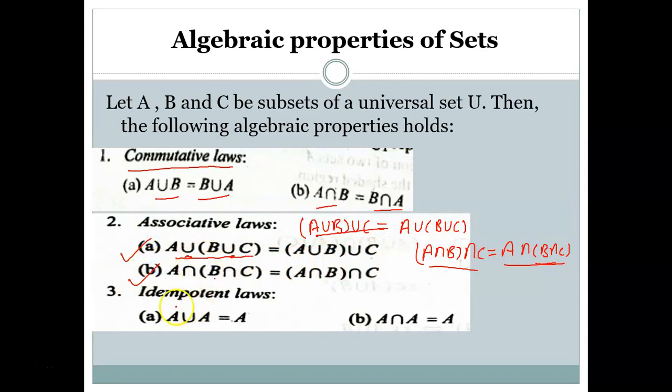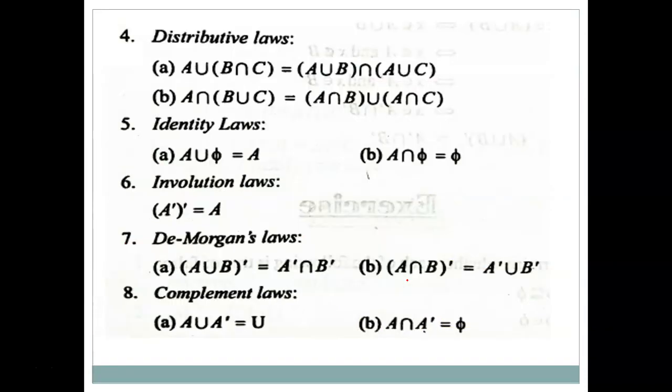So now idempotent law. Idempotent law means A union A equal to A. Similarly, A intersection A equal to A. This is idempotent law. Distributive law, yes, actually distributive law requires two operations. One is the union and second is the intersection. So union is distributive over intersection, and in the second one, intersection is distributive over union.